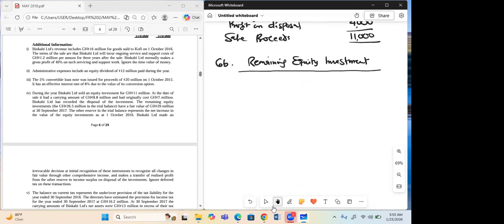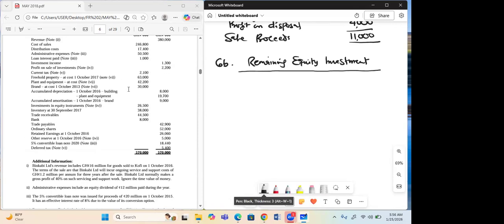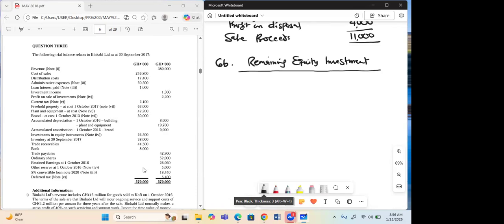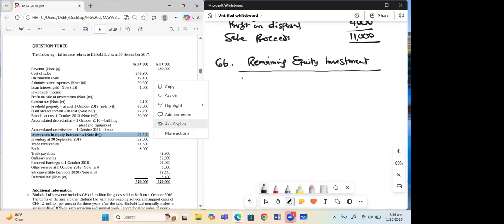So part of the investment has been sold. Now the remaining investment in the trial balance, they said the 26.5. Let's locate it. This is the trial balance. Locate the 26.5 for me. They said there is a remaining investment, which is 26.5. Can you see investments in equity 26.5? Yes, investment in equity instrument.